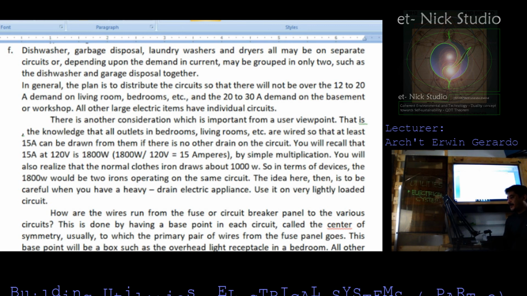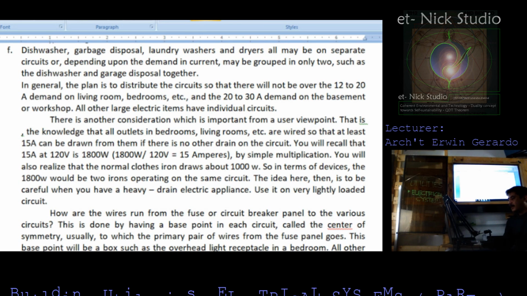There is another consideration which is important from a user viewpoint. That is the knowledge that all outlets in bedrooms and living rooms are wired so that at least 15 ampere can be drawn from them if there is no other drain on the circuit. You will recall that 15 ampere at 120 volt is 1800 watts.